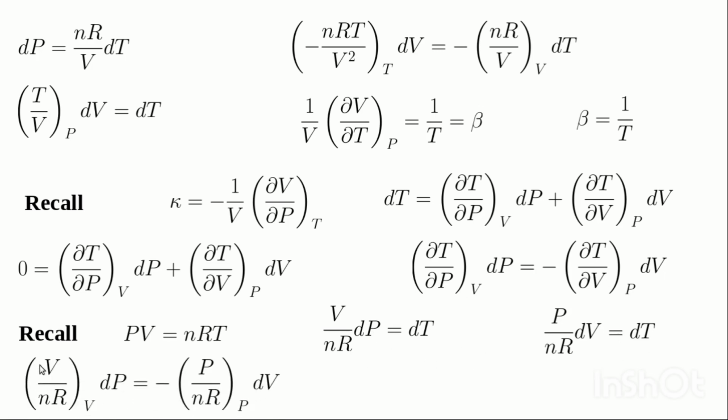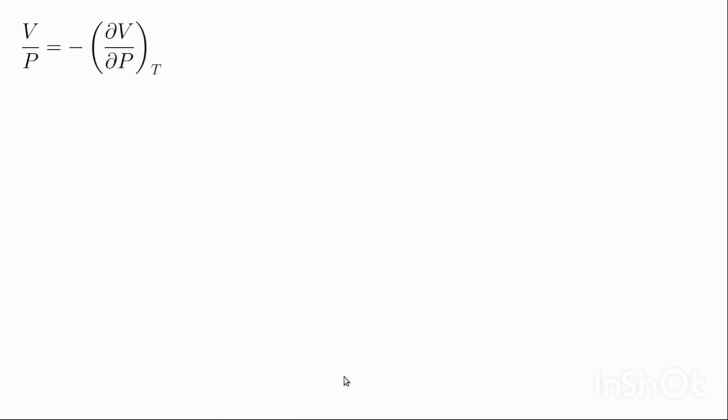So we have V over nR at constant volume times dP equal to minus P over nR at constant pressure times dV. nR can cancel nR. Since we are interested in dV/dP, dV/dP comes down, V goes down, P goes down here. So we have V over P equal to minus dV/dP at constant temperature. We now have 1 over P equal to minus 1 over V times dV/dP. Now, if you remember, this expression is nothing but our isothermal compressibility kappa. So that shows that kappa is equal to 1 over P.